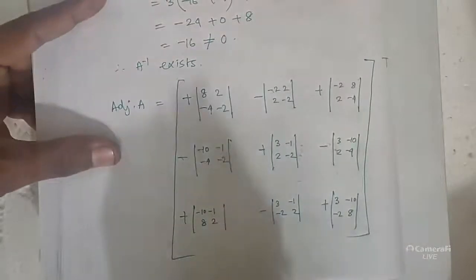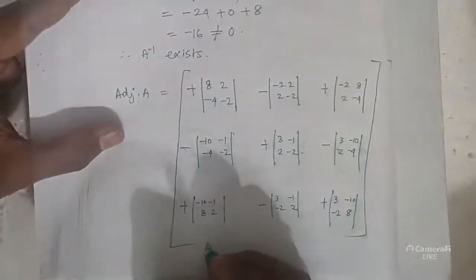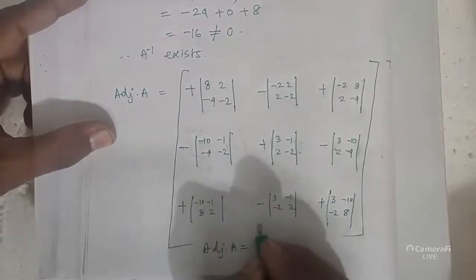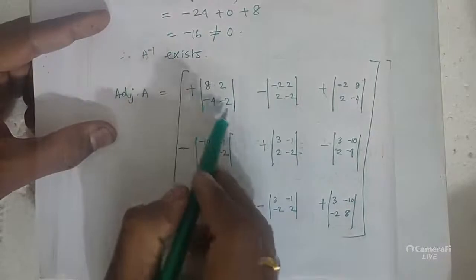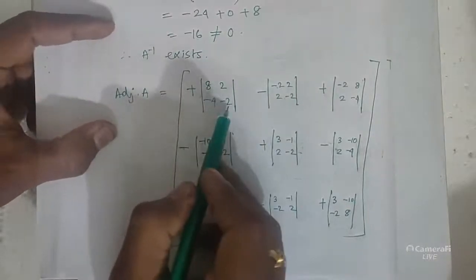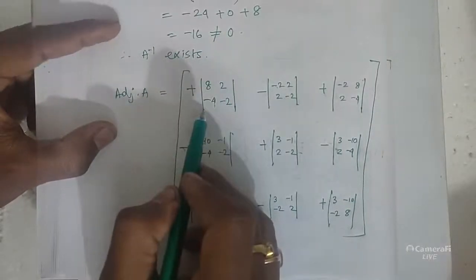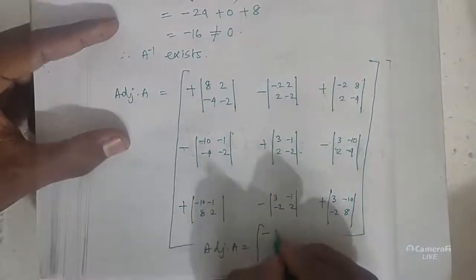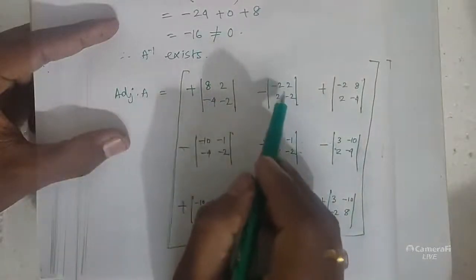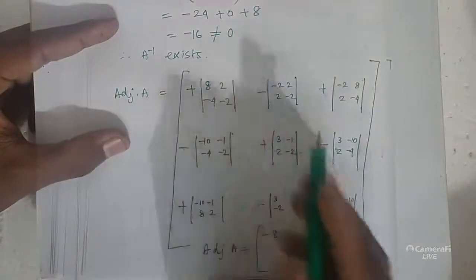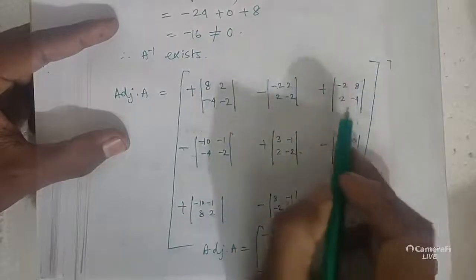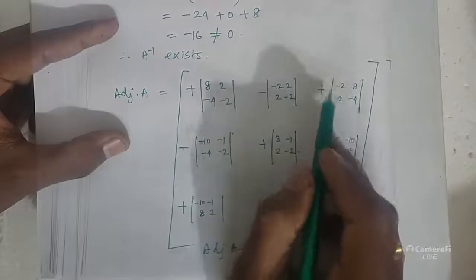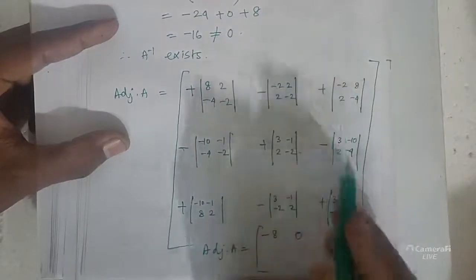Now we have to calculate it. So what will be adjoint A? Adjoint A is equals to matrix. Here calculate minus 16 minus of minus 8, that is minus 16 plus 8. So minus 8. Here it is coming 4 minus 4, that is 0. Here it is coming 8 minus 10, that is 8 minus 16. So minus 8.